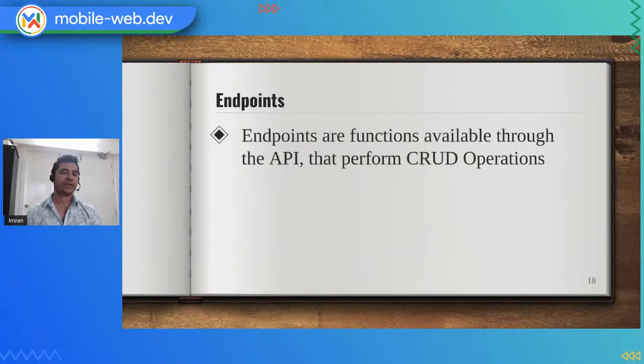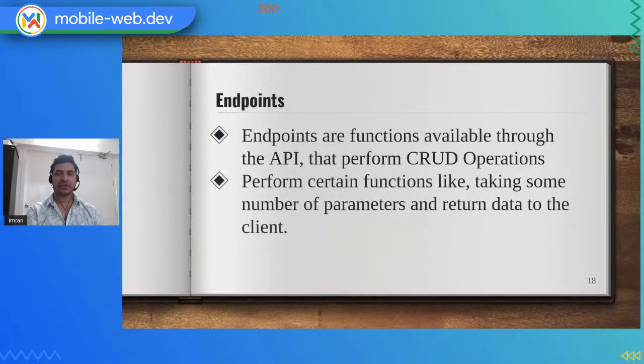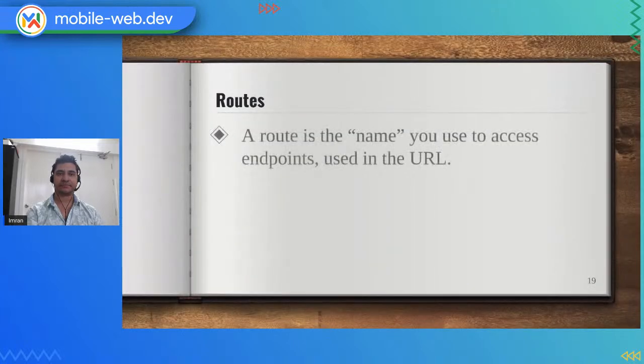Okay, so what's an endpoint? So we discussed what a route was. Let's discuss what an endpoint is. Endpoints are basically functions available through the API that perform CRUD operations. So they perform certain functions, like taking some number of parameters and returning the data to the client.